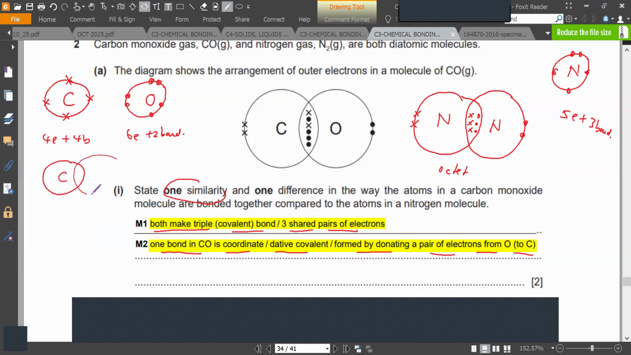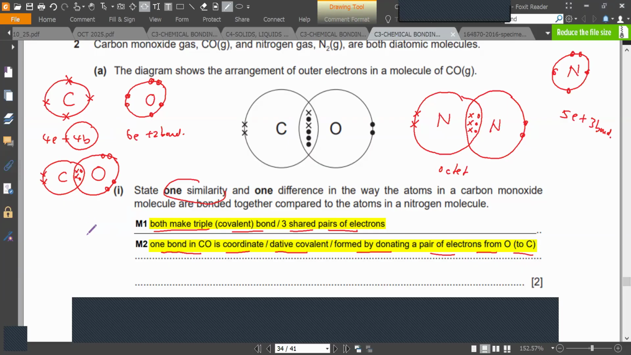We start with carbon forming 2 bonds. Oxygen wants to form 2 bonds, so it will put 1, 2, 3, 4, 5, 6 like this. Carbon wants to form 4 bonds, but oxygen cannot form 4 bonds. If it forms 4 bonds, it will have too many electrons. So carbon will be like this: 1, 2, 3, 4.